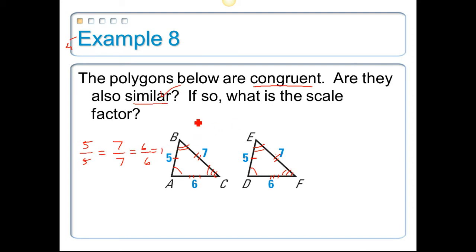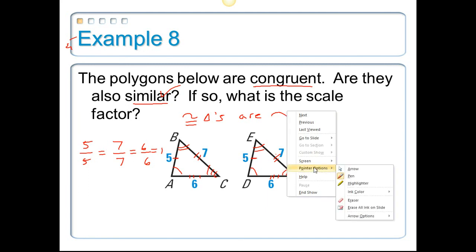So we can say congruent triangles are, well, we forgot to write the congruent sign. Congruent triangles are similar. So let's keep going now. Let's keep going with this. And I'm going to erase that part here. So we'll erase that.